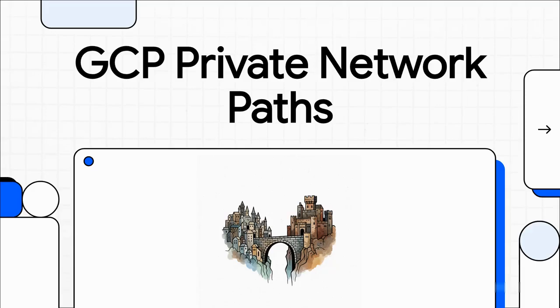All right, if you're a cloud architect, you know the struggle. You've got these awesome, modern serverless apps, but they need to talk to your private backend resources in Google Cloud without punching a giant hole in your security. It's a classic problem. So in this explainer, we're going to break down the essential patterns you need to build those secure private network paths.